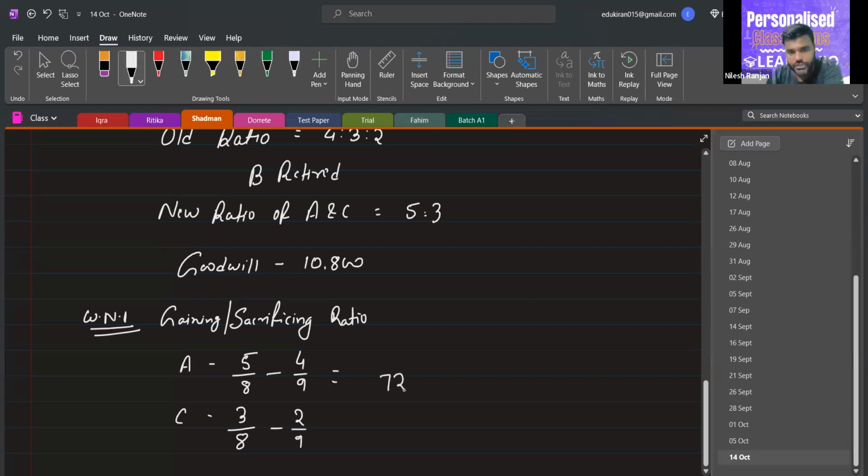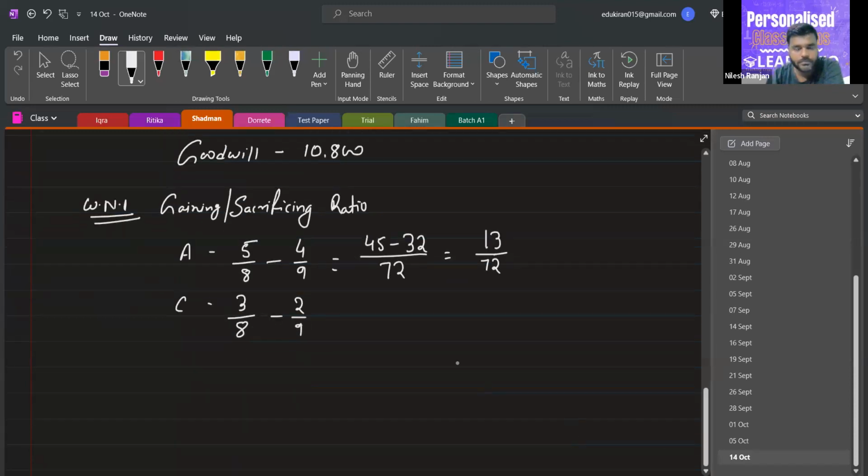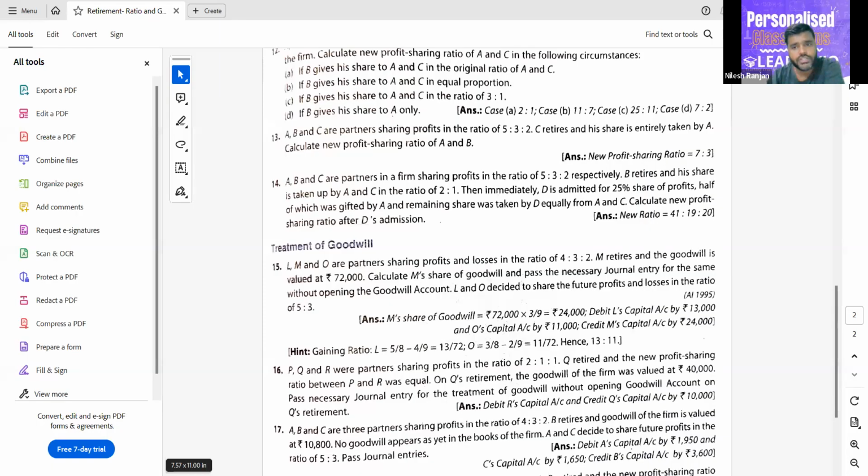Now 72, 45, 32. So it is 13 by 72. Sir, how will we know whether you have to find the gaining ratio or the sacrificing ratio? Because goodwill is always distributed in which ratio? Sacrificing ratio. So you need the sacrificing ratio. Okay, sir.